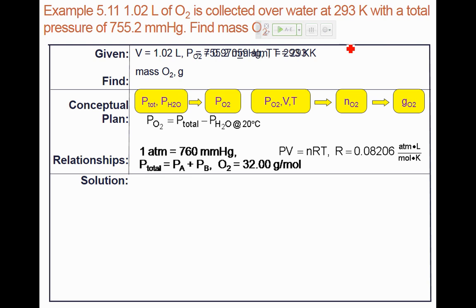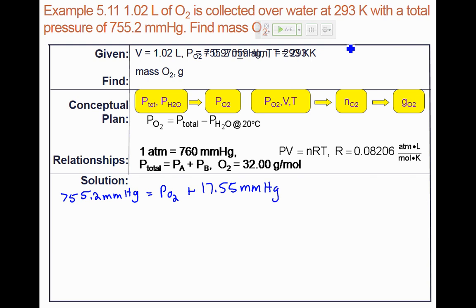So the only layer that we're really adding to this is the partial pressure part, and it's really not new. So we just determined that the partial pressure that we need of H2O at 20 degrees Celsius is going to be, 755.2 millimeters mercury. Oh wait, that's our total pressure, sorry. So we figured the water vapor pressure out to be 17.55. And of course, our partial pressure of water is always going to be lower.